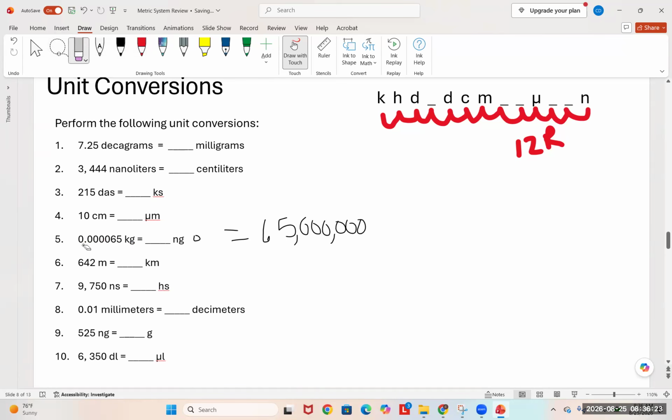Okay. So if we have, let me make that clear to see, if we have 0.000065 kilograms, remember kilograms is really big. It's the biggest unit that we're talking about right now. How many teeny tiny nanograms is that going to be? About 65 million, right? This kind of really shows you just how different these scales are, right? 0.000065 kilograms is 65 million nanograms. Nano is tiny.